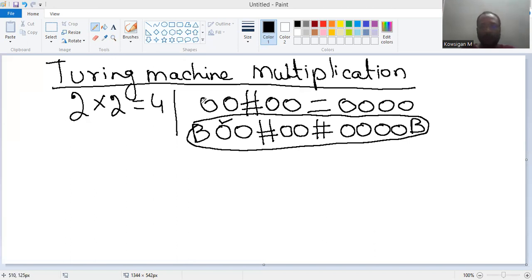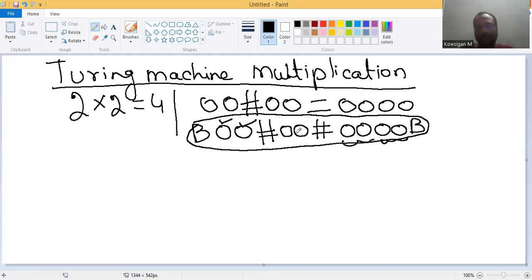So when you are seeing the first zero on the left hand side, two zeros of the right hand side will be copied here. And when you are seeing the second zero on the left hand side, two zeros of the right hand side will be copied here. So this is what the multiplication operation is. Okay. So this will be the final output.